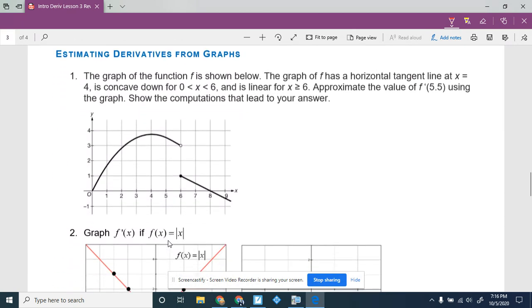So let's switch gears. And now, how do you estimate derivatives from graphs? Well, you should kind of know this, but let's just do it. So it says the graph of the function f is shown below. So we got a little piecewise defined function.